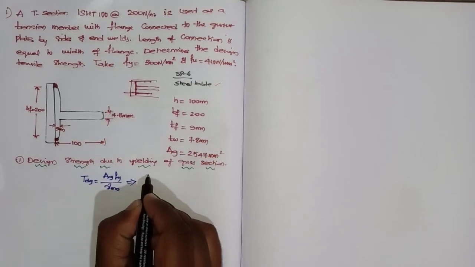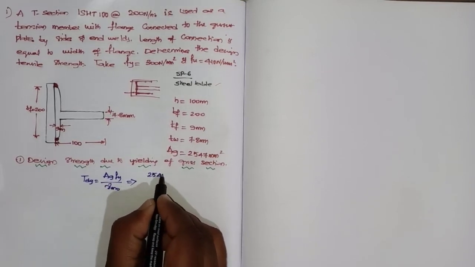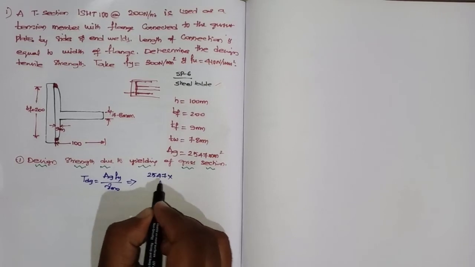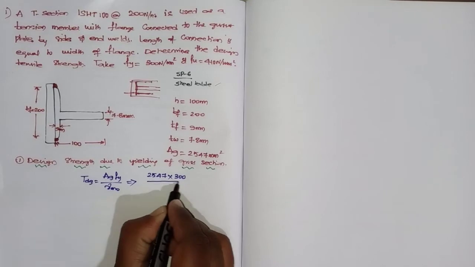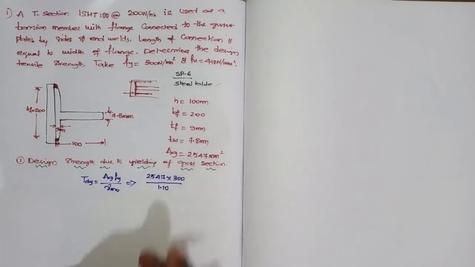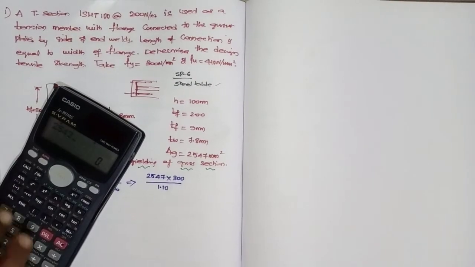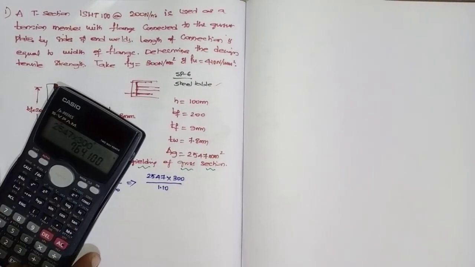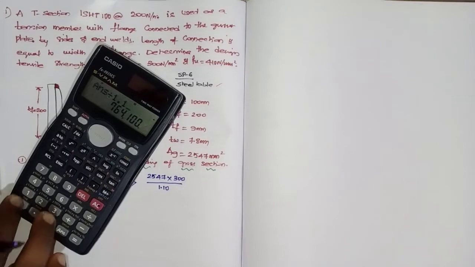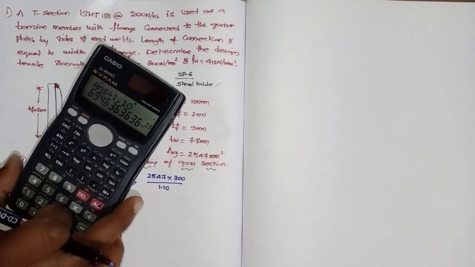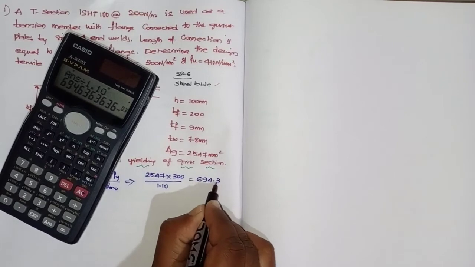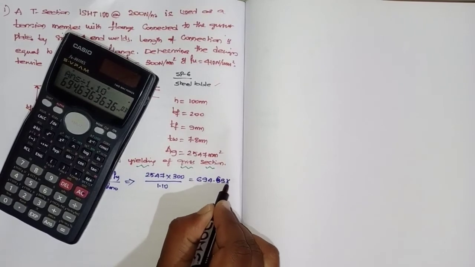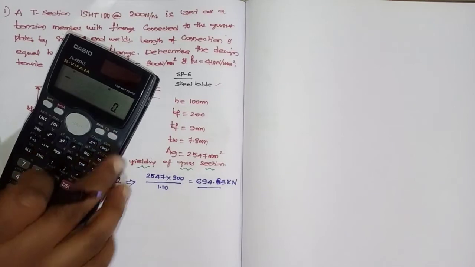What is Ag? From the steel table or SP6, 2547 mm square, into Fy given as 300, divided by gamma m0, which is always 1.10, right? So 2547 into 300 divided by 1.10, I will write in kilonewtons, that is 694.363 kilonewtons.